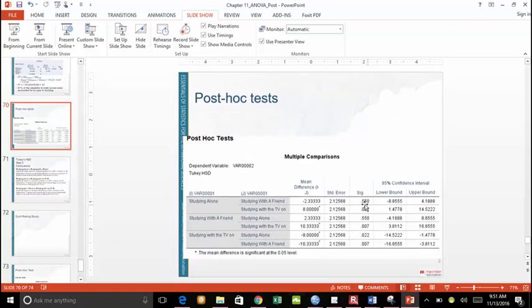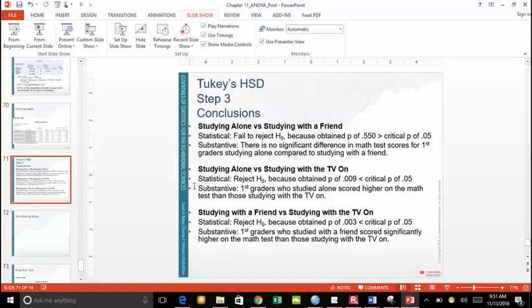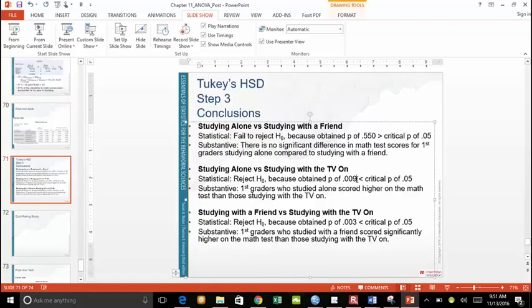And that significance value is 0.02. Now, is 0.02 less than 0.05? It is. So we're going to reject the null because our obtained p of 0.02 is less than the critical p of 0.05.